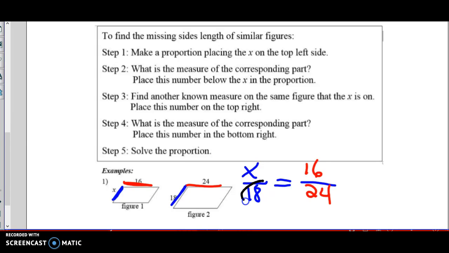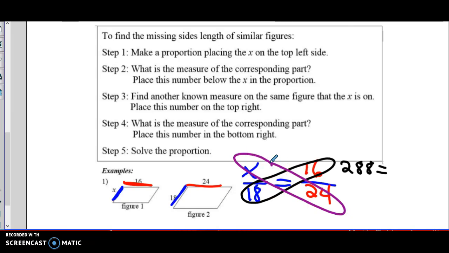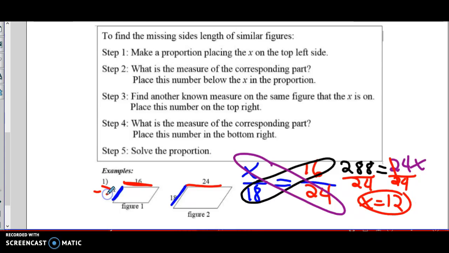Alright, so solving my proportion. 18 times 6 gives us 288. And 24 times x is just 24x. Now I'm left with a one-step equation. I just need to divide to isolate the variable. So once I divide by 24, I get that x equals 12. So that means that the measure in this missing figure, figure 1, x is 12.